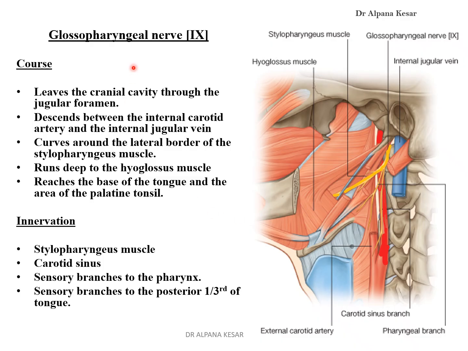The area of supply of glossopharyngeal nerve is stylopharyngeus muscle. Stylopharyngeus muscle is the only muscle that is supplied by glossopharyngeal nerve. Glossopharyngeal nerve is sensory to carotid sinus, pharynx, and to the posterior one-thirds of the tongue.